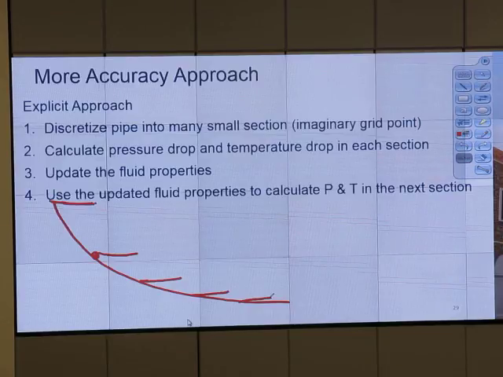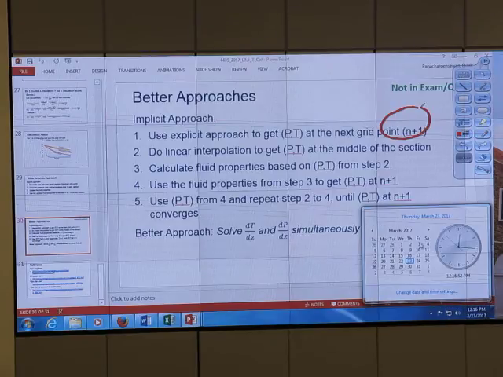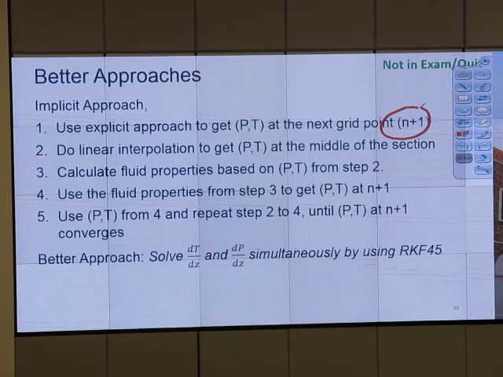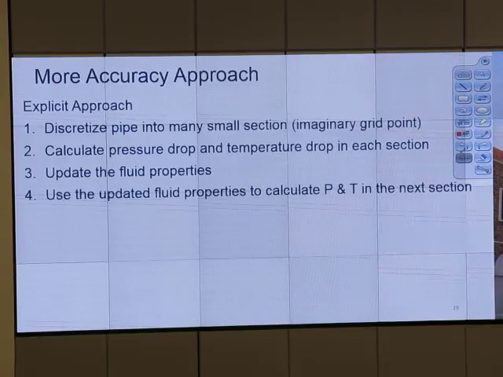So if you want to do even better, you use the implicit approach. You get the temperature and pressure at the next point, calculate the average, and then use the average value to do the calculation. Oh, okay, I have 4 more minutes. We can talk about it. So the implicit approach, of course, is not in the exam or quiz. The explicit one can be in the exam or quiz.